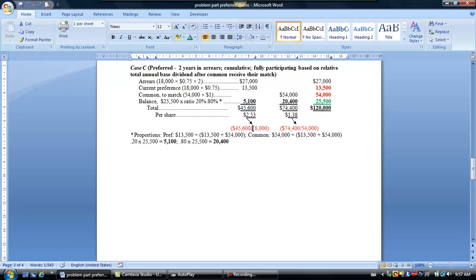So if we take that and divide it by 18,000, we're going to get the per share dividend, obviously more than 75 cents a share, right? Because they're getting the arrearages plus a little participation. These guys are getting $1.38. Even though they don't get arrearages, of that extra dividend that we've declared, they're getting a little piece of it, 20,400. So they're getting a little bit more than their match, right? They're getting, in essence, $1.38 a share on average.